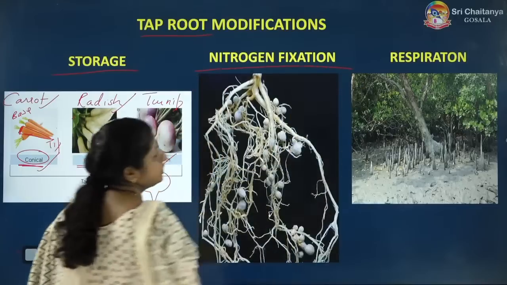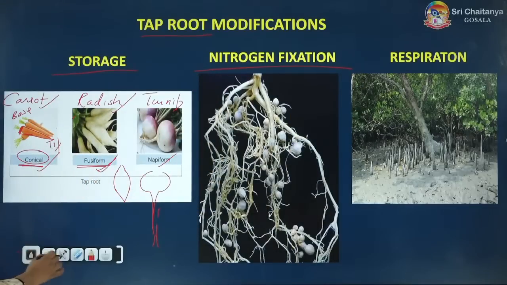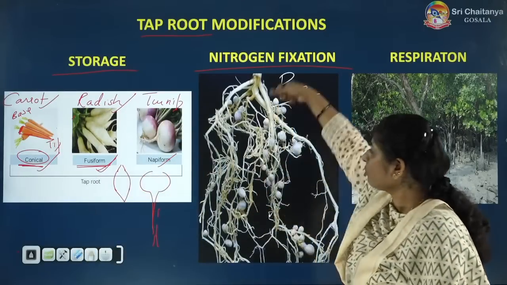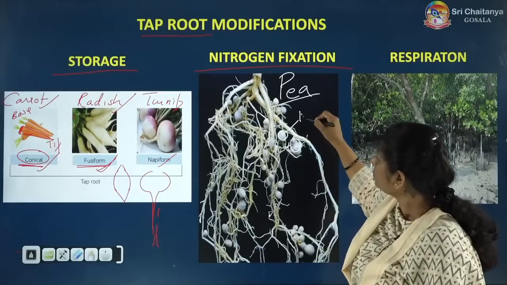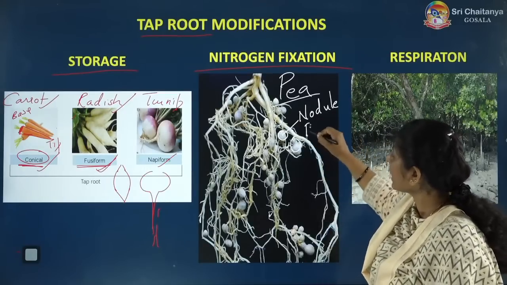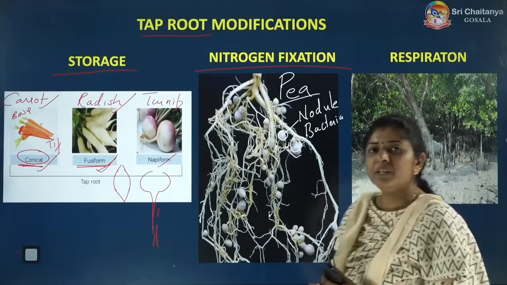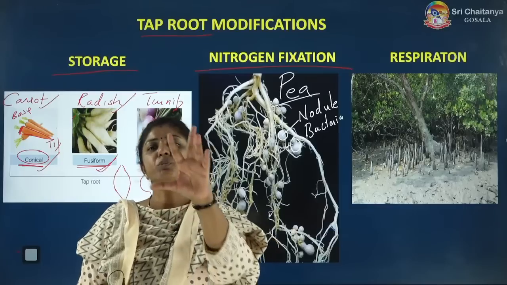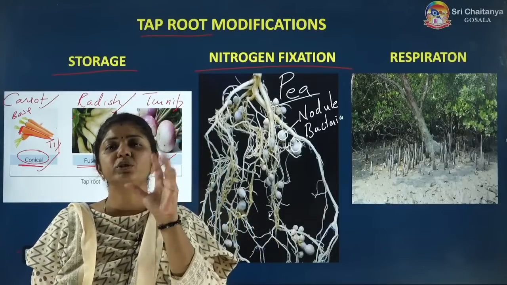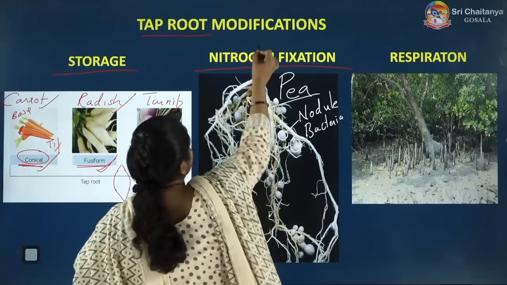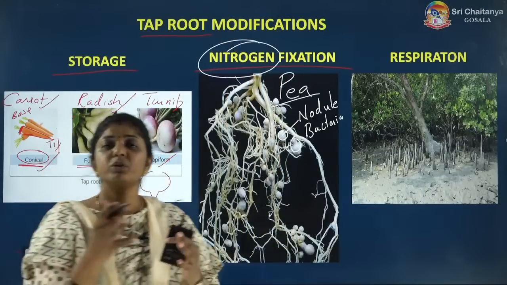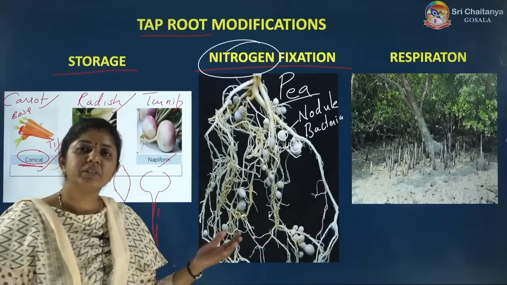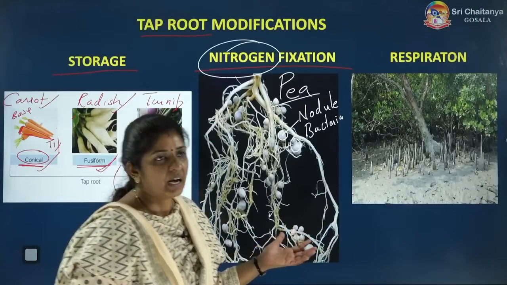Next is nitrogen fixation. Maybe you have a small idea. In your junior classes, you have learned about the pea plant. When you take out its root, it has these nodules. These nodules have bacteria inside them. They take up nitrogen from the atmosphere and give it to the plant. Plant has the capacity to pick up carbon dioxide, not nitrogen. So these nodules are picking nitrogen and giving it to the plants. So this is actually not a main role of the roots every time. Again, obviously this is a root modification. I hope you are getting that.